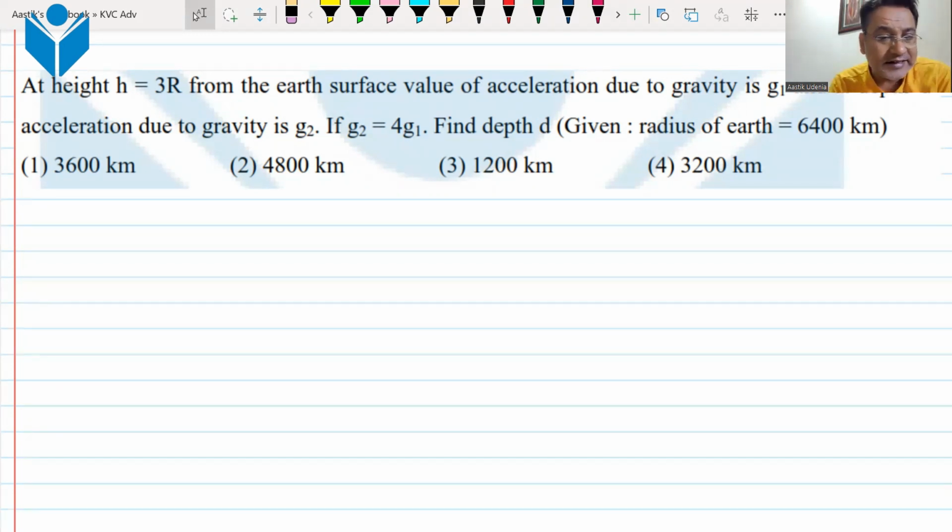At height h is equal to 3R from the earth's surface, the value of acceleration due to gravity is g1. At a depth d below, the acceleration due to gravity is g2. If g2 is 4 times g1, find the depth. The radius of the earth is 6400 kilometers. I'll give you 2 minutes to solve this.